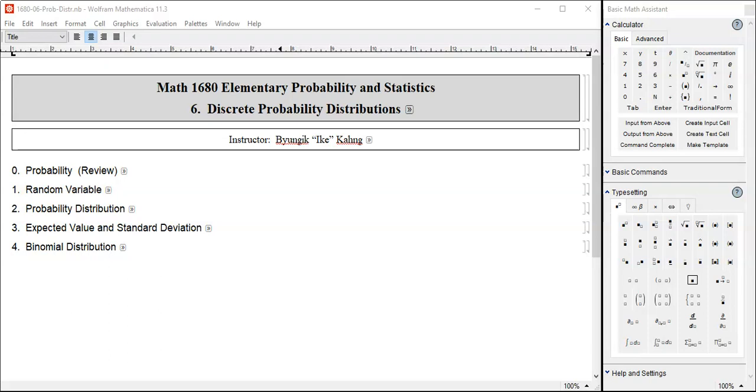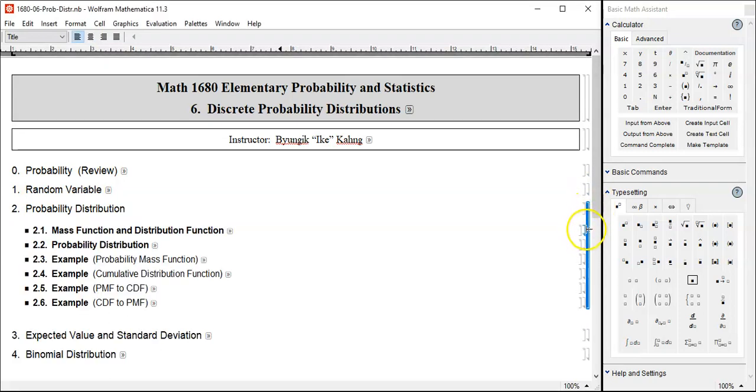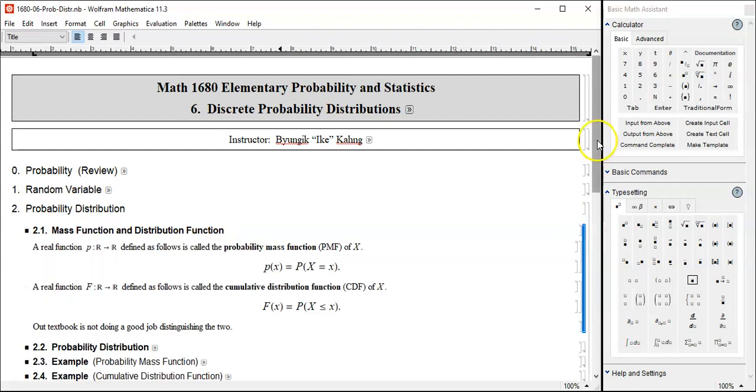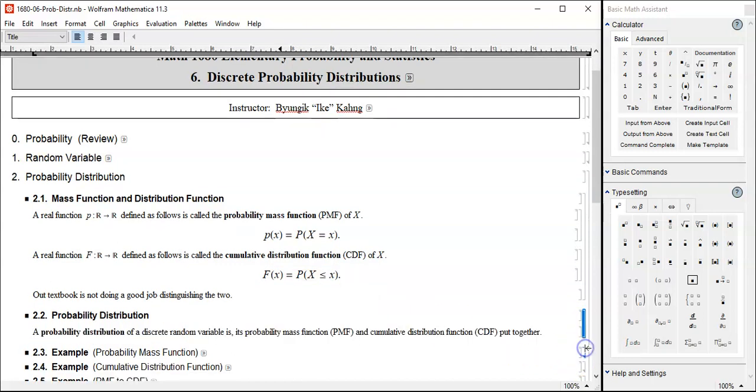Excuse me, it's not module 2, it's section 2 of this module: probability distribution. What is a probability distribution? A probability distribution is a combined concept. We begin with two functions, a probability mass function defined like this, and a cumulative distribution function defined like that, and put these two together as a single concept. That's what we call probability distribution. So a probability distribution is basically PMF and CDF put together.